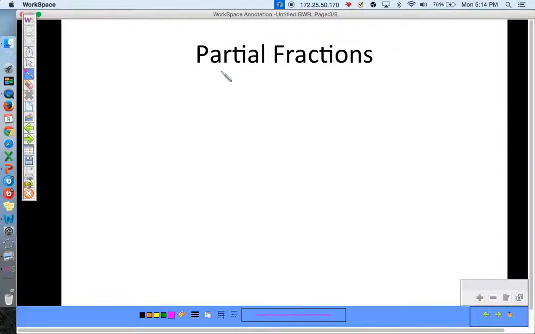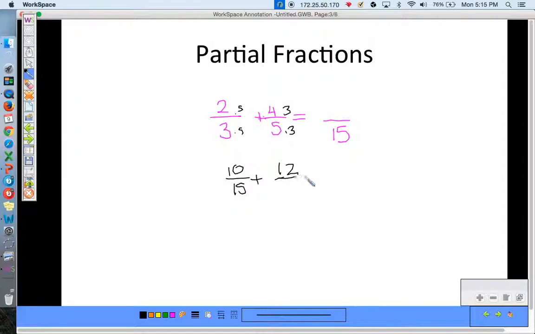So now we're going to look at partial fractions. Let's say you had 2/3 plus 4/5, and I asked you to add these. Well, most of you would say our common denominator is 15, and we have to multiply this one times 5, times 5. So we have 10/15 plus, times 3, times 3, 12/15. And we end up with 22/15.